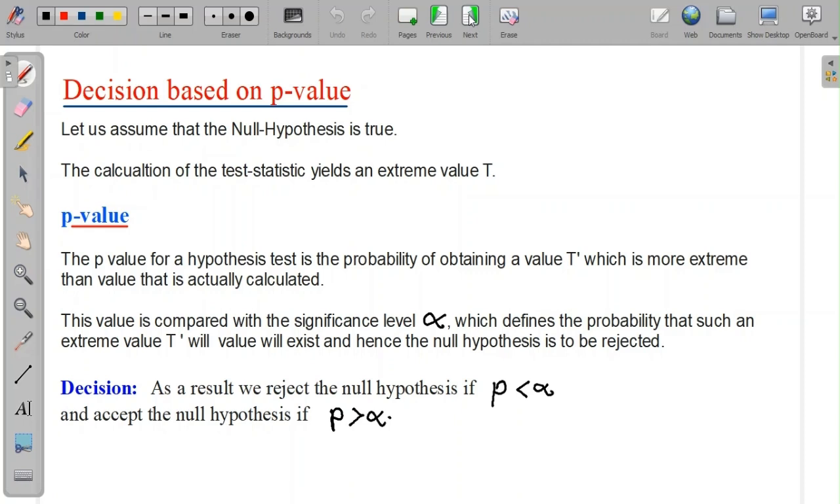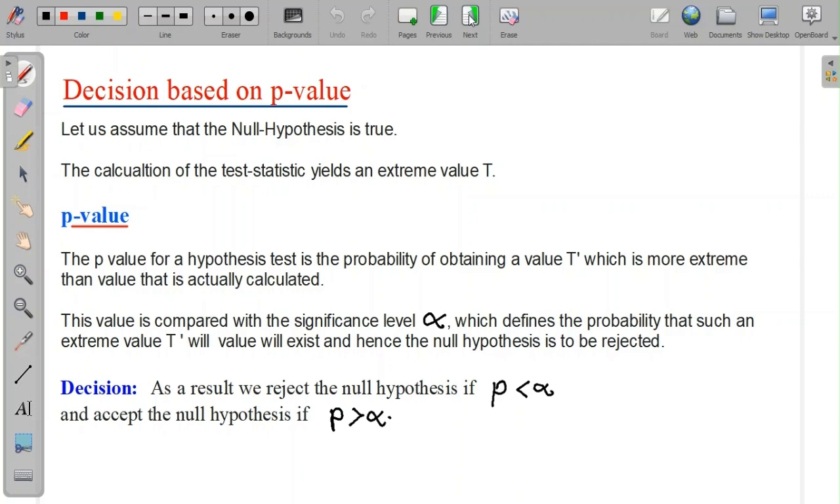Now, the decision is made as follows. If the p-value is greater than alpha, we accept the null hypothesis, which implies there is a greater probability for the null hypothesis to be accepted, because p is greater than alpha, the probability that we must reject H naught. On the other hand, if the p-value is less than alpha, then the probability that we accept the null hypothesis is very less compared with the probability of rejecting the null hypothesis. Therefore, we reject the null hypothesis.